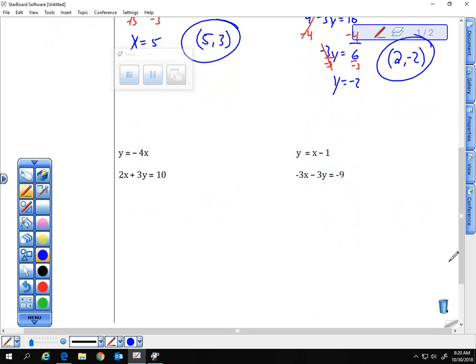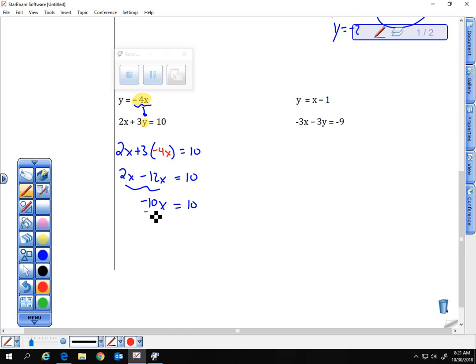Now it's going to get a little bit more complicated. My y value isn't necessarily a number, but more of an expression, so I'm going to replace the y value with negative 4x. I'm going to take that whole thing and put it in for y. And don't forget there's a 3 in front of it, so I have to multiply the whole thing by 3. So it will be 2x plus 3 times the negative 4x, replacing the y value, equals 10. So we get 2x minus 12x equals 10. 2x minus 12x is a negative 10x on the same side. And then solving for x, you simply divide both sides by negative 10.